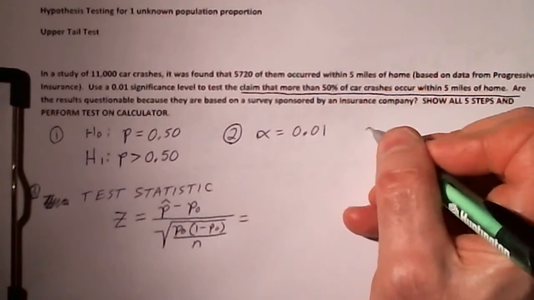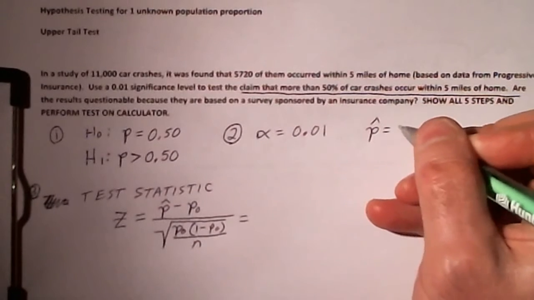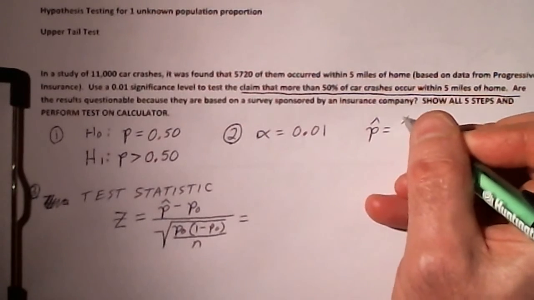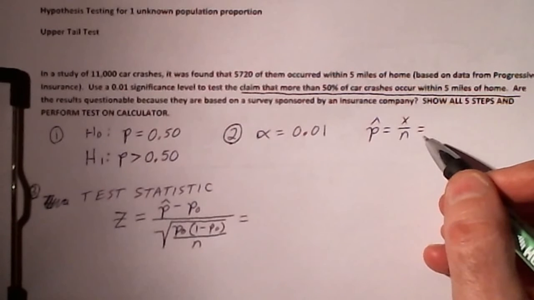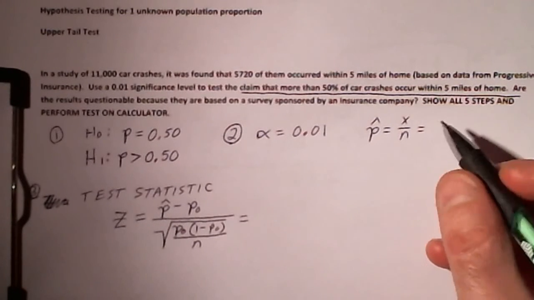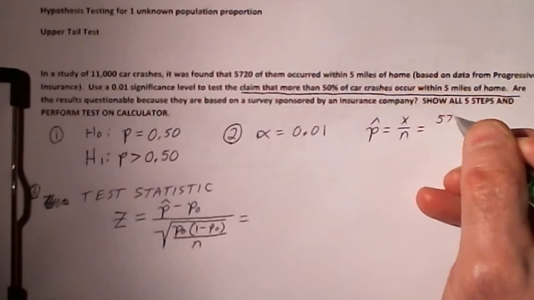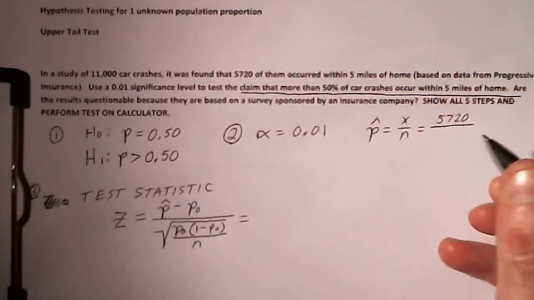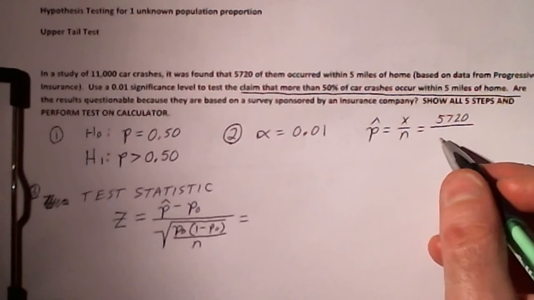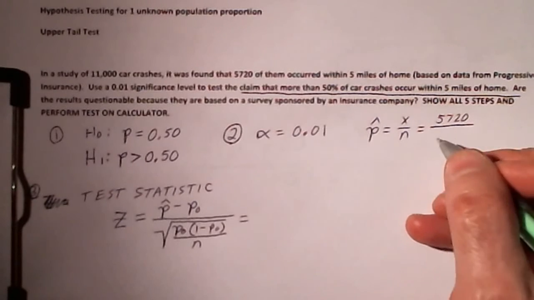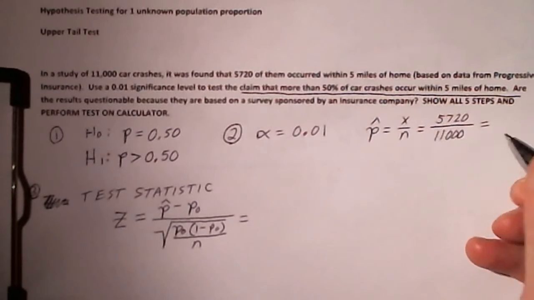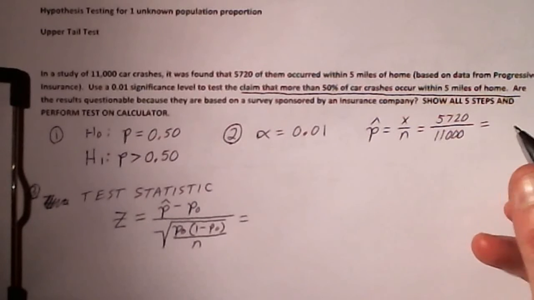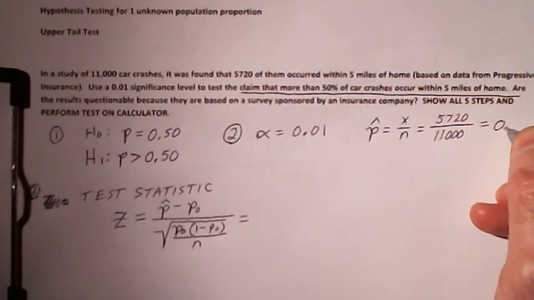Now, for this example, our sample proportion p hat is going to be, which is always in general, x divided by n. X is the number of car crashes that actually occur within 5 miles of home, which is 5,720, divided by all the car crashes that were randomly surveyed, which is to say our sample size, 11,000. So when you do this division, your sample proportion should be 0.52.